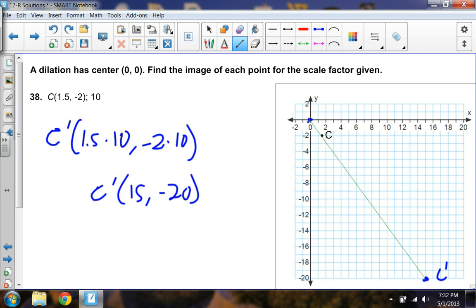If we had C prime way out here, then we'd say, well, okay, C's not on that same path. They should be on the same path to there. These hiccups are just killing me. Okay, so there's our image with that scale factor.